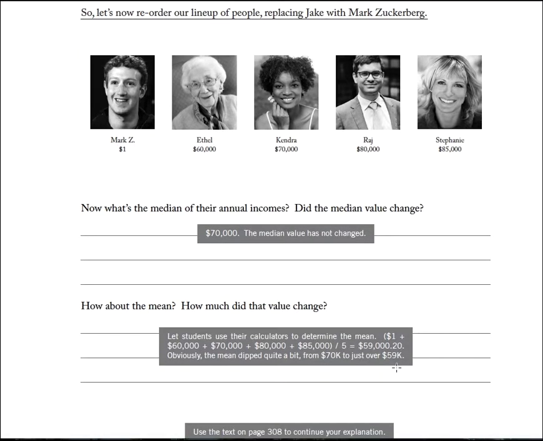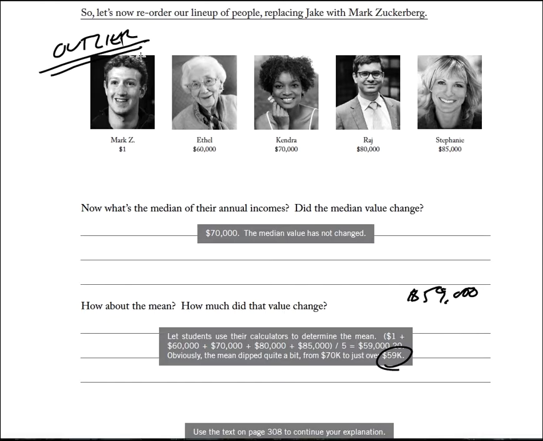Charles, yeah. Charles, you're right. It's now just over $59,000, right? Because now we added up $1 plus 60,000, 70,000, 80, 85, divided it by 5, and now it's $59,000 and change, right? So now you can see that by adding what's known as an outlier, the median was not affected, but the average, the mean, was significantly affected.